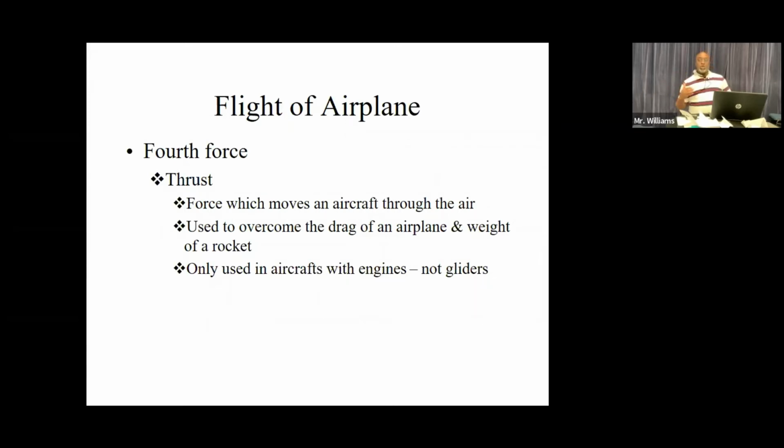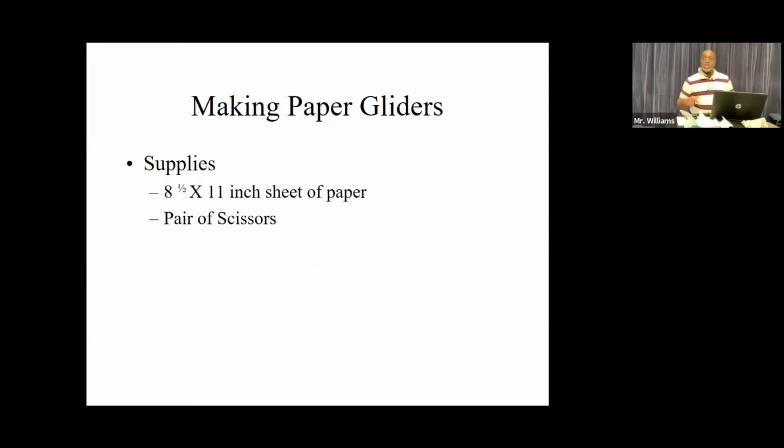Okay? It's used to overcome the drag, the force stopping the plane from moving forward, and the weight. Thrust is what allows rockets to go off into space, and since they're going upwards, they have to overcome their weight. An aircraft is trying to move along in the air, and it goes against drag. And again, this force only comes into play when you talk about aircraft with engines, not gliders, not our paper planes that we're going to talk about next.